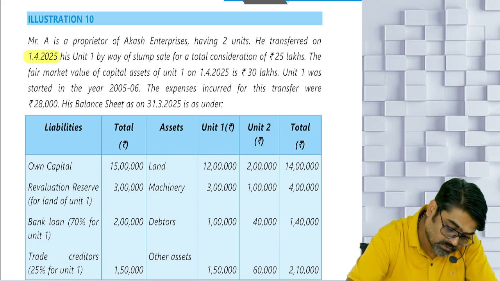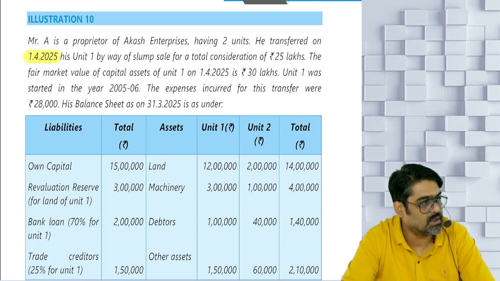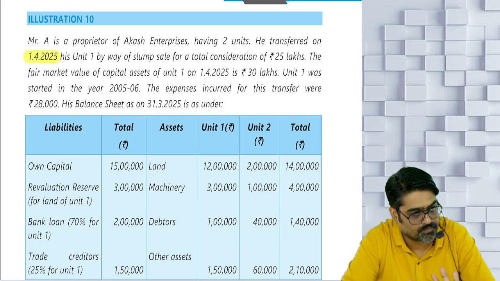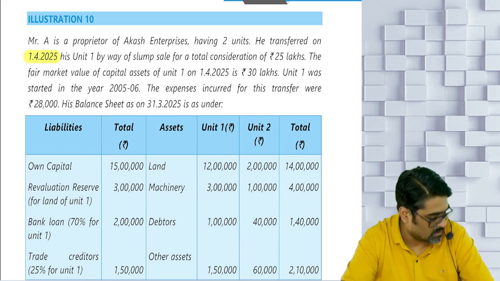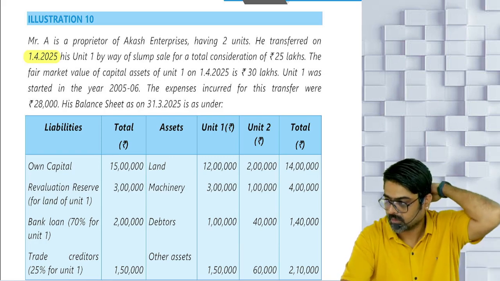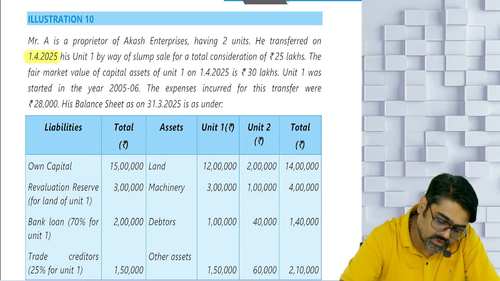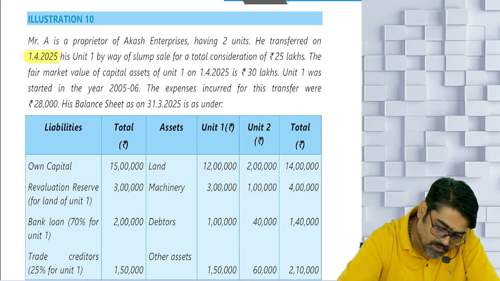Year. So in this year, the slump sale is taking place. So in this year, the capital gain on slump sale will be taxable. Yes or no? Which unit is transferred? Tell me. Unit 1 by way of slump sale.